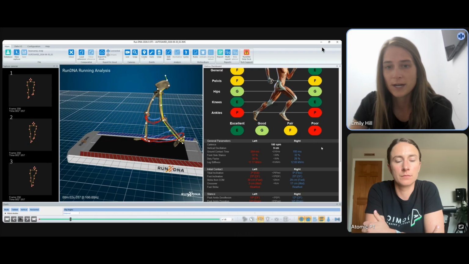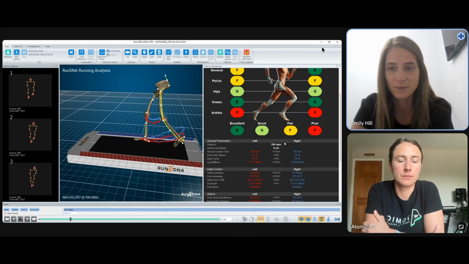Okay, so looking more at general parameters. It gives us our cadence output here, pretty good number there, 180 steps per minute. We ideally want to see it be anywhere above 165, and that's something that we pay attention to, knowing the patient's injury history and thinking about performance.